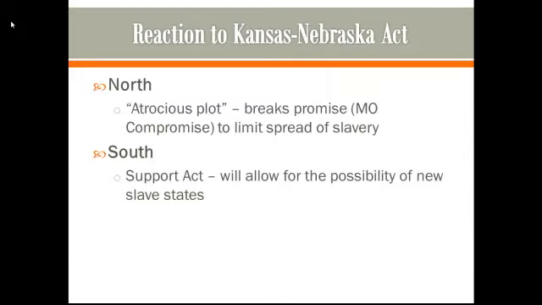And the Kansas-Nebraska Act is viewed very differently by the North and the South. To the North, this is an atrocious plot by the South to spread slavery. They believed it broke the promise of the Missouri Compromise to limit the spread of slavery into new northern territories. The South, of course, is going to support this and support popular sovereignty because it allows for the possibility of new slave states if the people in Kansas and Nebraska vote to allow slavery.